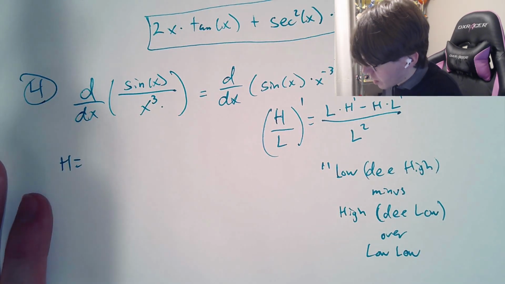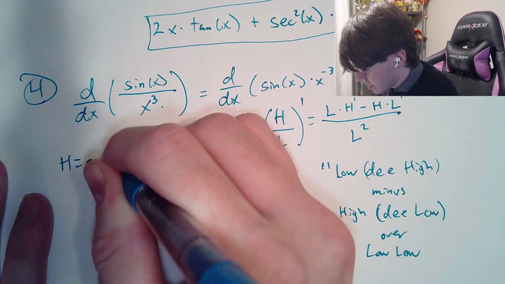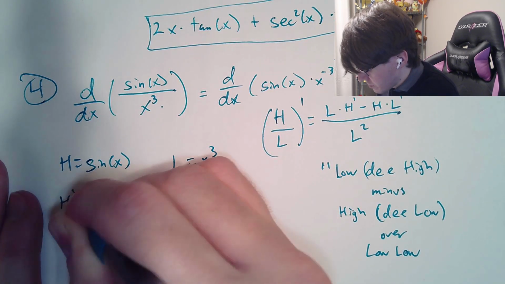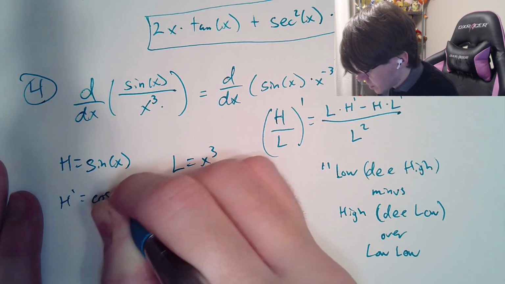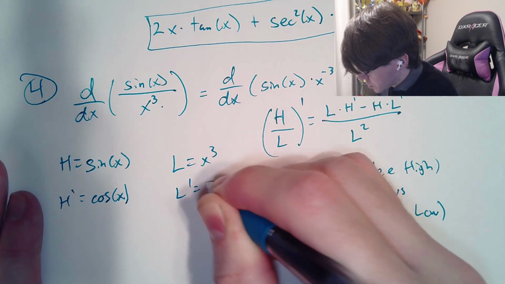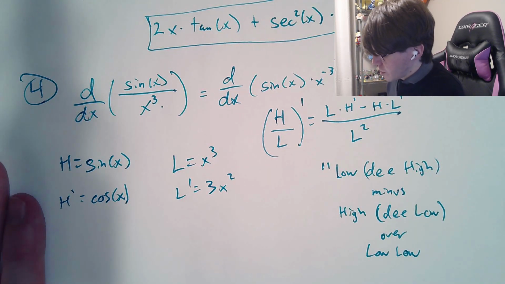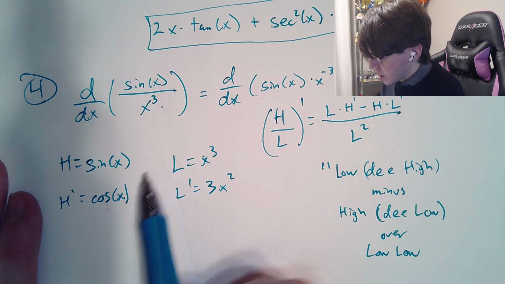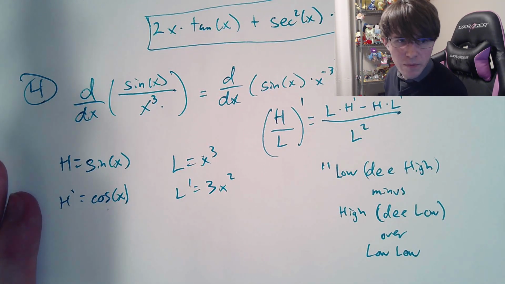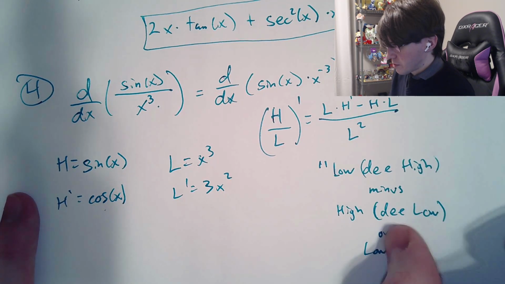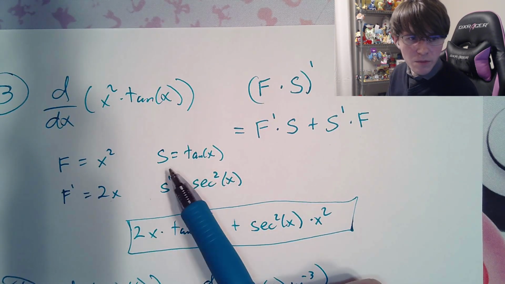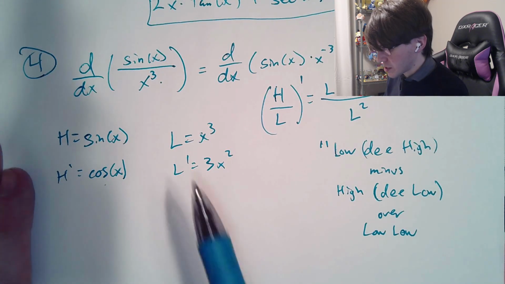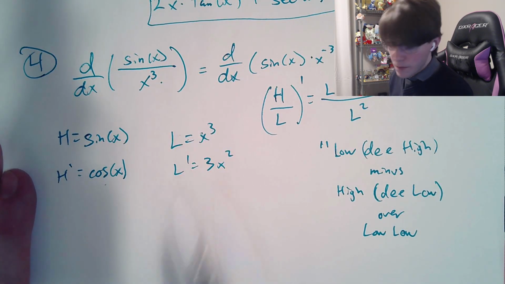Regardless, setting this up, our high function here is going to be the sine of x. Our low function is x cubed. The derivative of our high function is cosine of x. The derivative of our low function is 3x squared. And we are going to be doing low d high. So we have low d high. And another thing to notice, if you're doing the way I set it up originally with this f times s prime, and I multiplied these two together first, it's going to work exactly the same way. You have low d high right here.